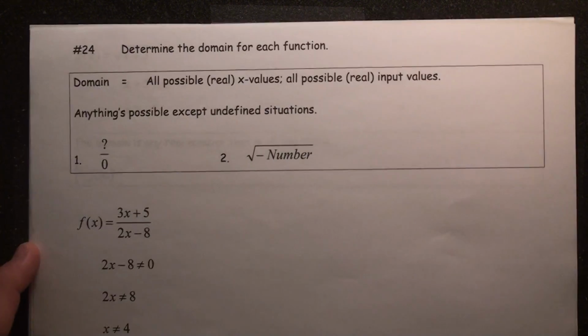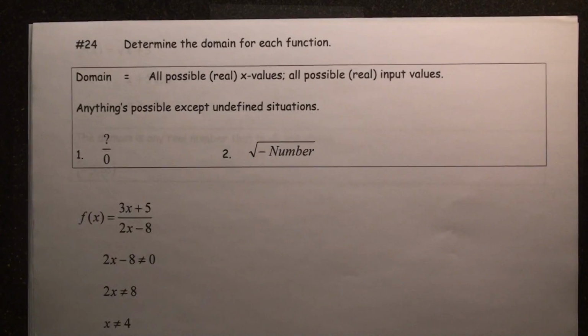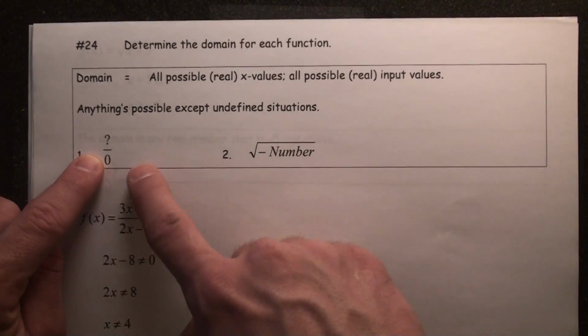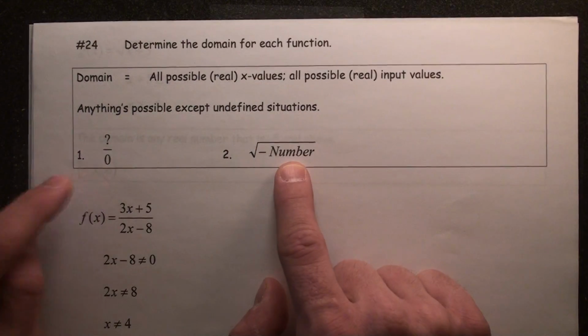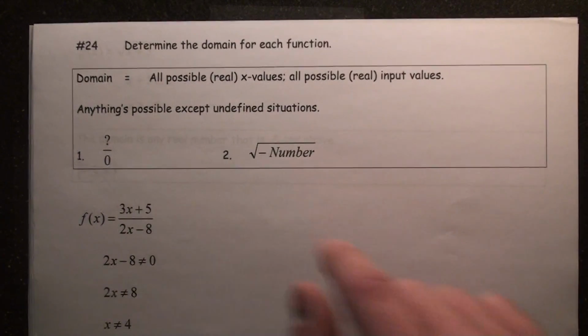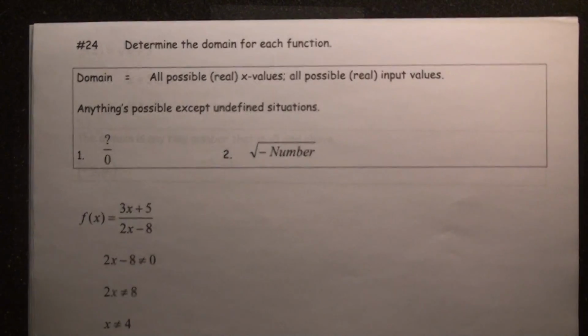Right, domain finders, number 24. Let's take a look. Domain means all real possible x values, so there's two situations we have to look for. This is an undefined situation where the zero's in the denominator. Another undefined situation is when whatever is underneath the square root is negative. So these are the two that we're going to cover in this video.